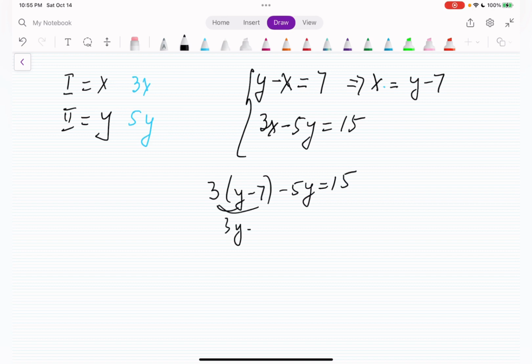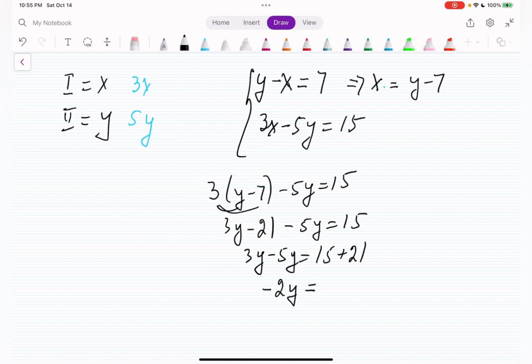3y minus 21 minus 5y equals 15. So 3y minus 5y equals 15 plus 21. This is going to be negative 2y. And this one is going to be how much? 36. And y is going to be equal to negative 18. Okay, so that's the second number.